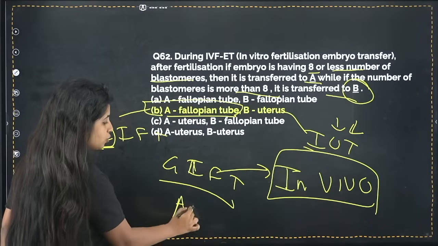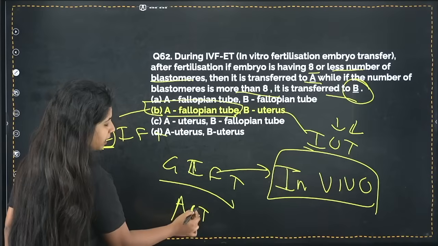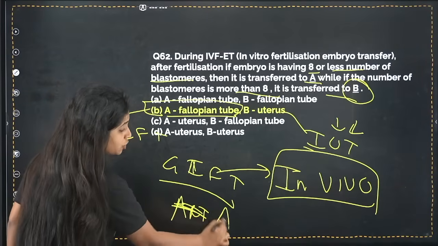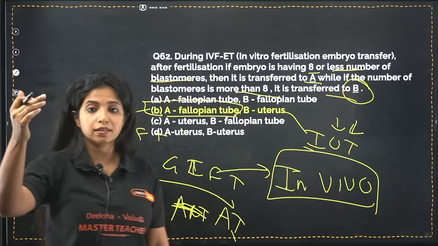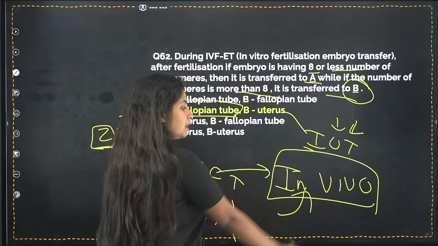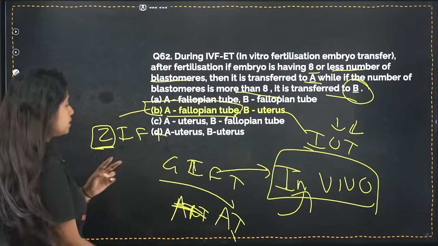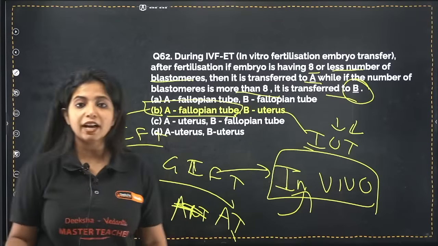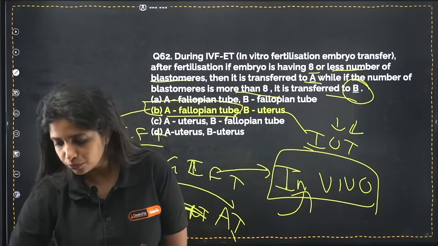Similarly, in artificial insemination also, you are putting the semen inside, and fertilization happens inside only. Fertilization happens outside only in ZIFT as well as IUT.